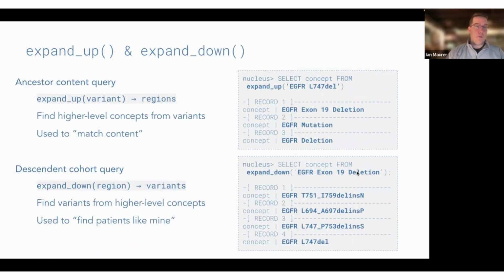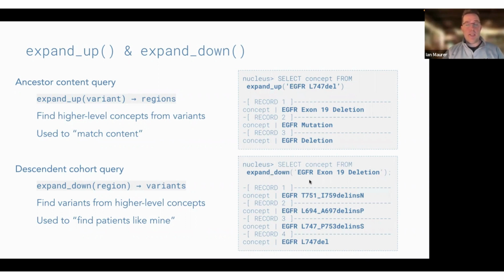Then we can also support the expansion capability of the biomarker bridge. So for instance, we can go up the chain saying, for a specific variant, which from the earlier example, EGFR L747del, we can use expand up to find out that it is an EGFR exon 19 deletion, an EGFR mutation, and an EGFR deletion. So all three of those are valid alteration concepts that can be extrapolated from that specific concept.